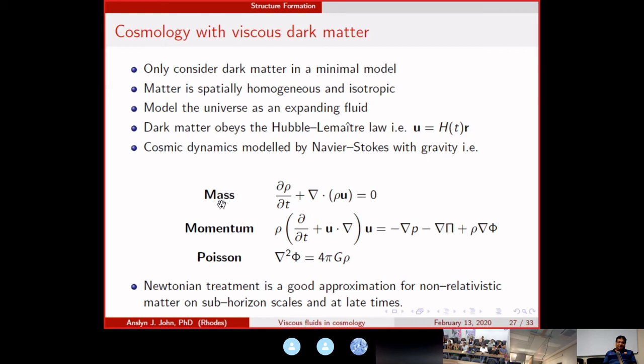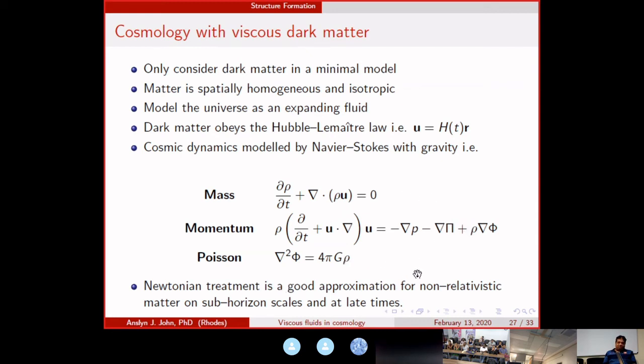Okay, so our system has this very nice model. These are just the old Navier-Stokes equations. It's a self-gravitating fluid, with a Poisson equation, so there's Newtonian gravity here. Rho is the mass density of the dark matter. U is its velocity, which is described by the momentum equation here. There are the pressure gradients, and we have bulk viscous pressure.